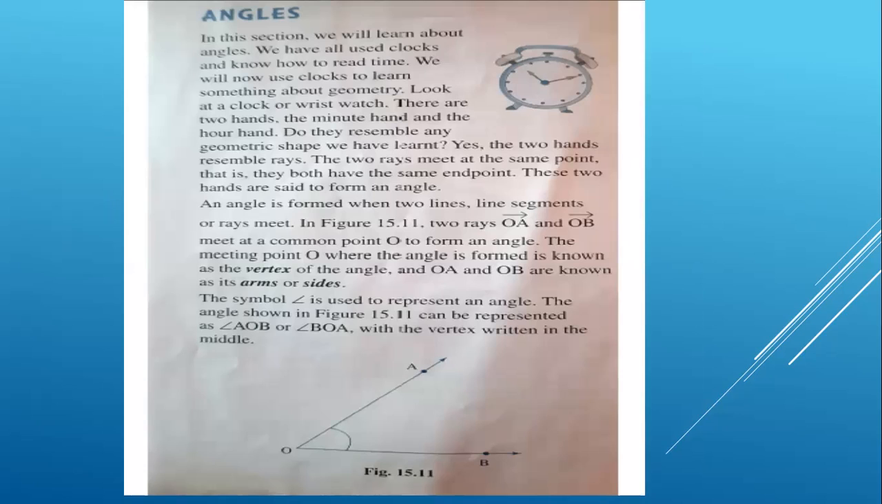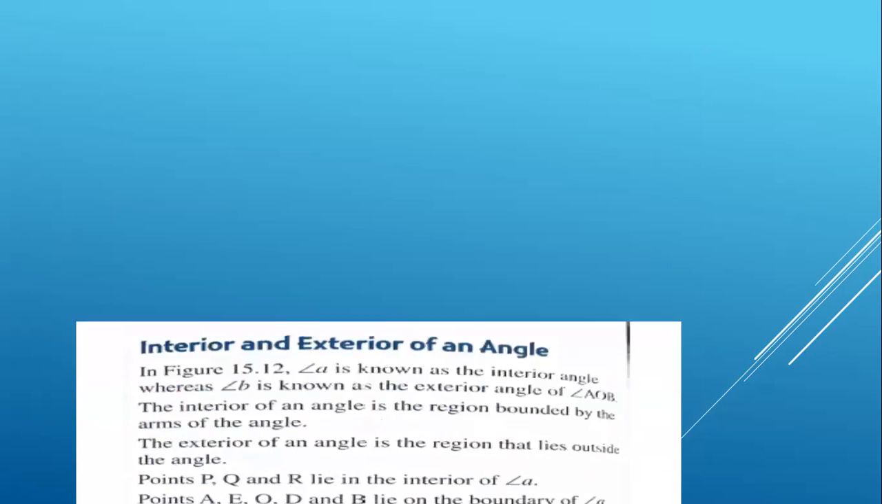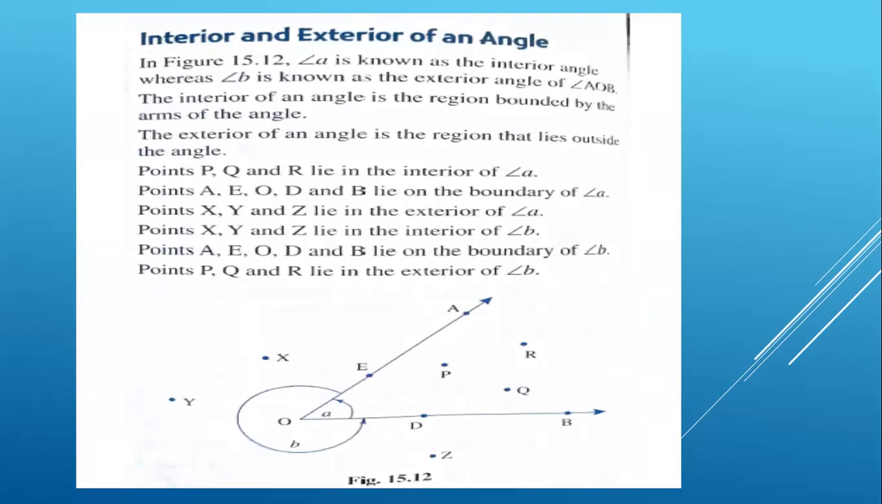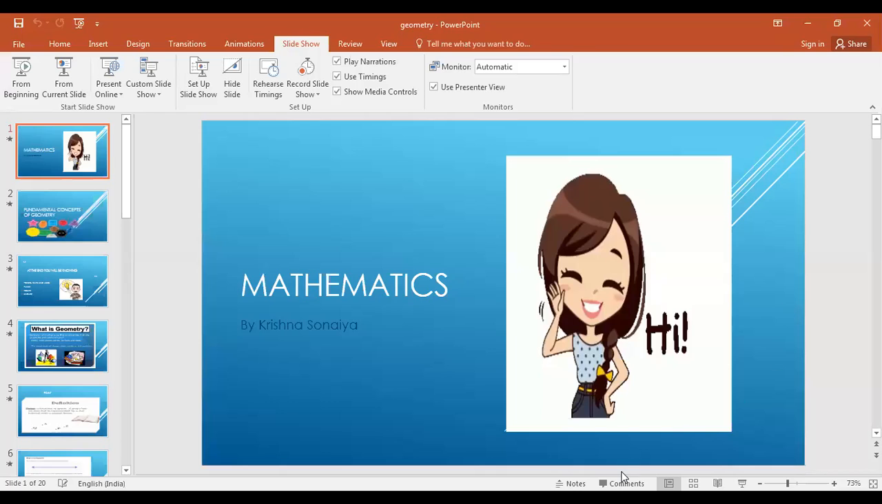Then our next topic is angle. So angle, we know that if two line segments, or we can say two rays, intersect at one endpoint, then an angle is formed. Then interior and exterior of an angle. Interior means the points which are inside the angle, and exterior means the points which are outside the angle. Okay, then let us continue with the same topic.